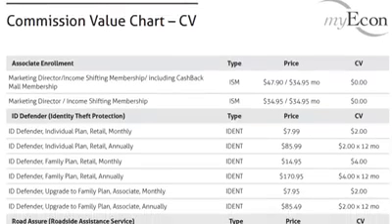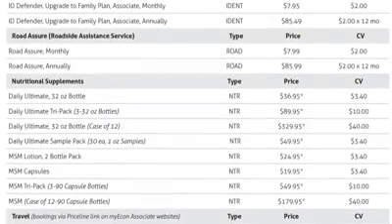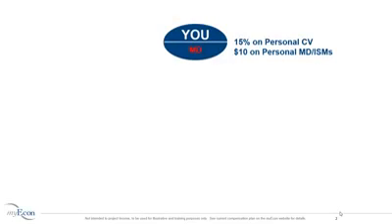myEcon assigns each product or service you sell a commission value. Commissions are calculated based on the CV earned. In addition to 15% commissions on personal CV, a marketing director receives $10 for the first 2 people who purchase the income shifting membership and become marketing directors themselves.